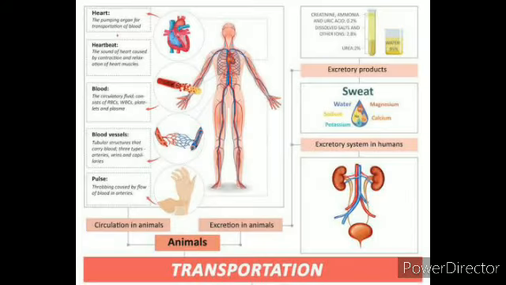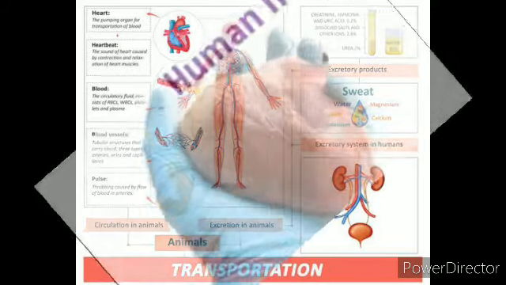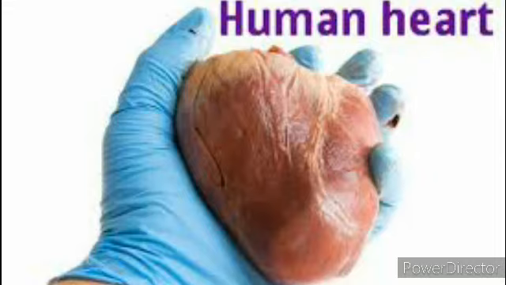Hello everyone, let's learn about the circulatory system in human beings and the excretory system. So, first of all, blood circulation or circulatory system. Let's talk about the major organ of this, that means the heart.